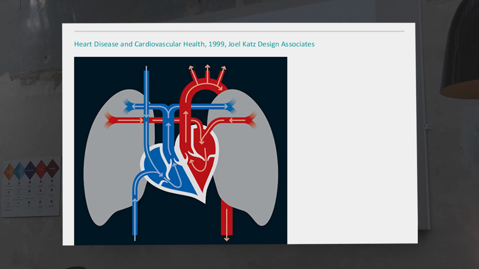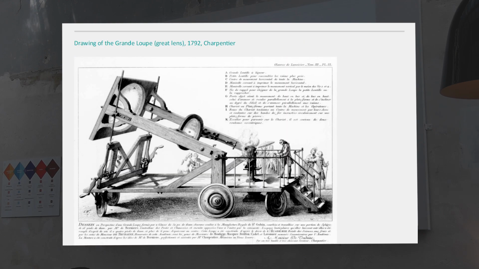And Joel Katz also employs a similar metaphor of pipes and fluid dynamics to represent the cardiovascular system. This is an approach that Katz uses, and he's a master of transportation diagrams, so you get a sense of where his influences come from. He does medical diagrams.